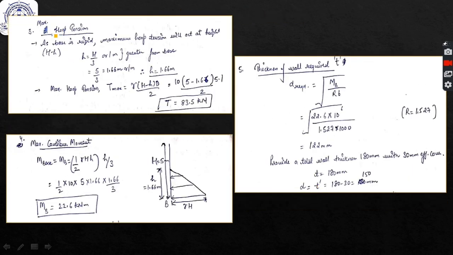Now first we calculate the maximum hoop tension. The maximum hoop tension will be at a distance of H minus h from the top, where h is either H by 3 or 1 meter, whichever is the greater. So we will take h by 3, which is 5 by 3, or 1 meter, so we will take it to be 1.66 meter. So maximum hoop tension is gamma (H minus h) into d by 2, which comes out to be 83.5 kilonewton.